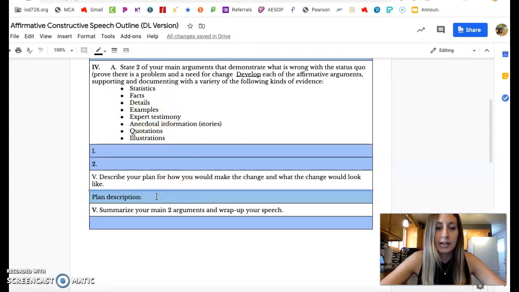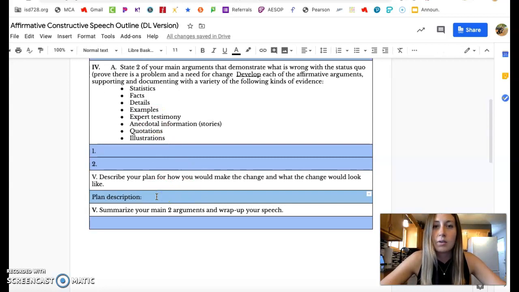Down here for the plan description, you need to outline a plan to prove why you are right. So you need to lay out a very specific and detailed plan that outlines what you would want to do. So if you want to legalize marijuana, who can buy it? Where can they buy it? How can they buy it? Will anybody be able to buy it? What are the restrictions? Your plan should just be very, very detailed.